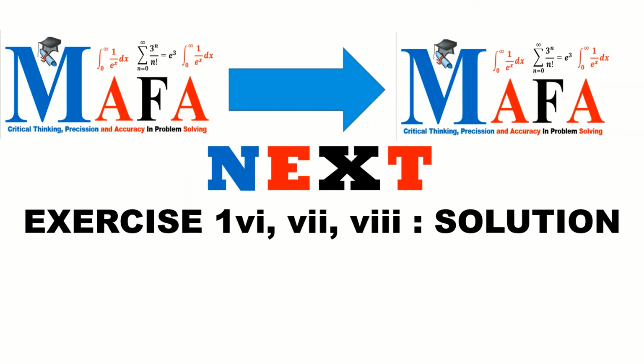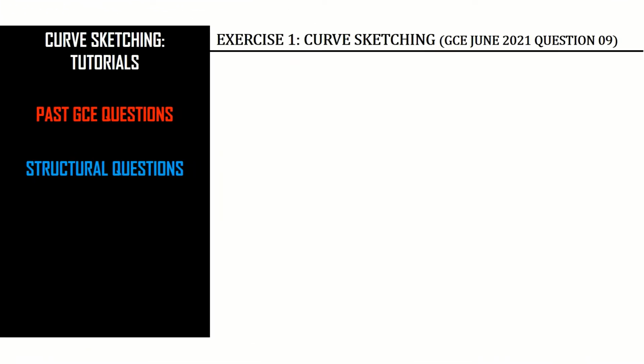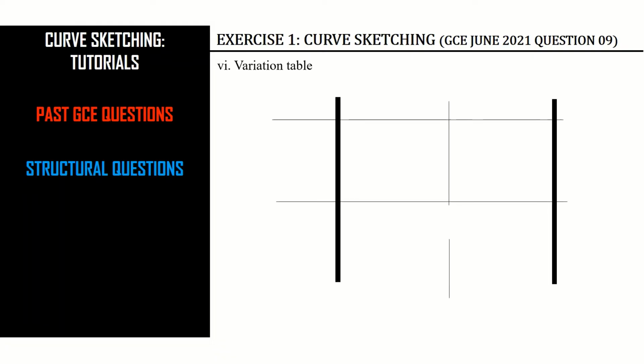Alright, so finally we look at the solutions to Roman 6, Roman 7 and Roman 8. Let us begin with Roman 6, which is asking us to give the variation table of the function. Now the variation table is a table that shows you how the function varies. Meaning, generally, it is a table that contains the domain of definition of the function, the various asymptotes to the graph of the function, and the intercepts if they exist.